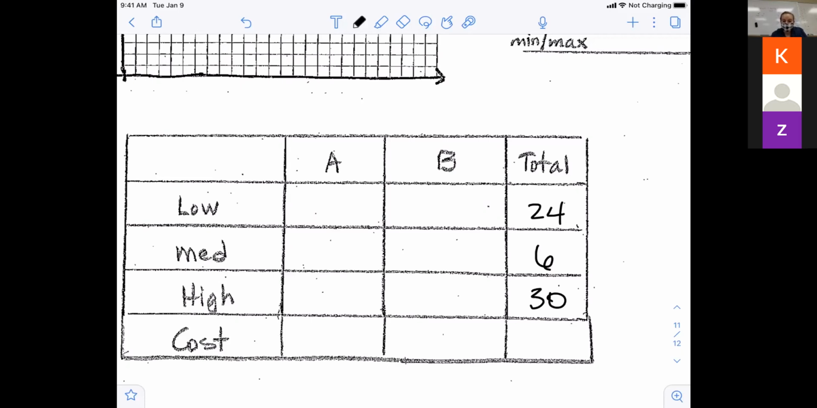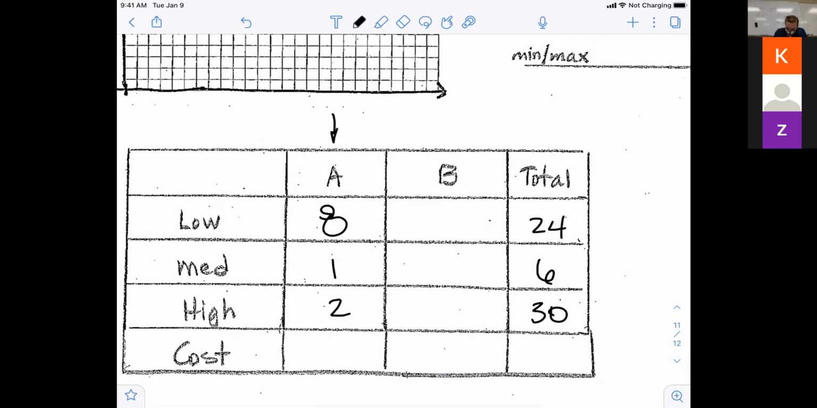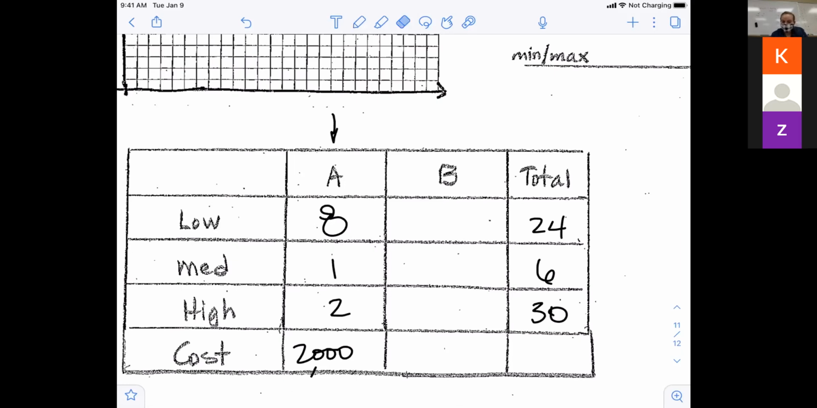Factory A produces 8 tons of low grade. Okay, so I'm looking now at my first column, and I'm going to put 8 in the low column. It does 1 medium and 2 high, and it costs $2,000 per day to operate. Okay, now I'm going to do B. B, on the other hand, does 2 tons of low, 1 ton of medium, 8 tons of high, and it costs $4,000 to operate.